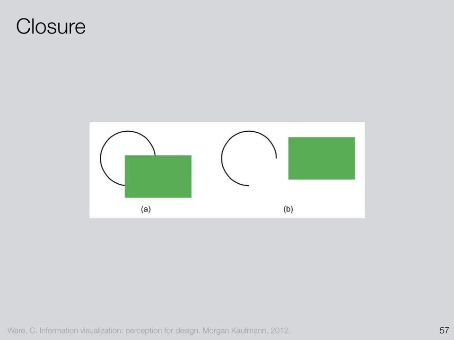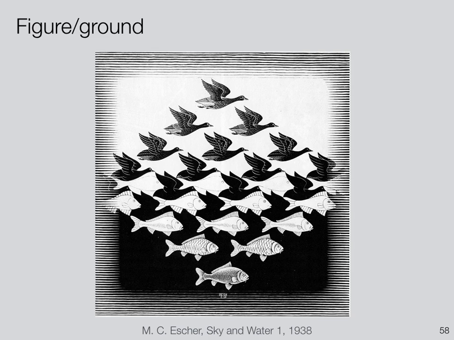On the left side, we would expect that the circle, or this three-quarters of a circle, actually continues as an entire circle behind the green rectangle, and that we're not actually expecting the circle to be broken as indicated on the right side. So we are filling in the blanks, and that's something we do subconsciously without actually thinking about it.